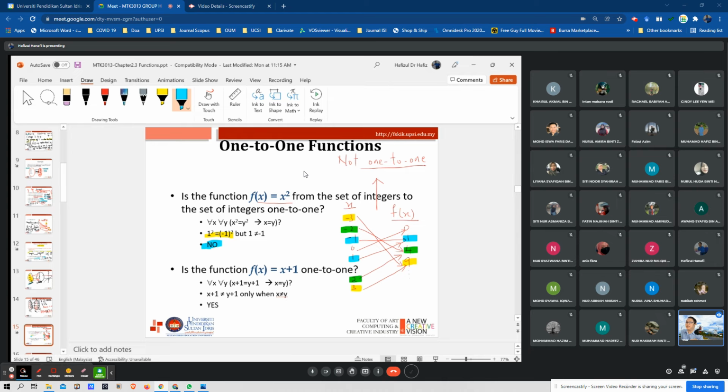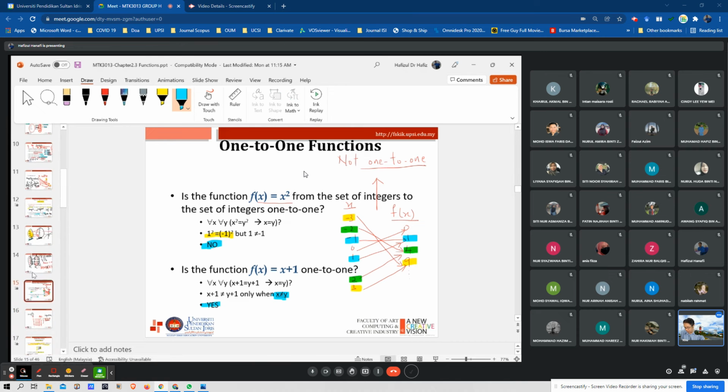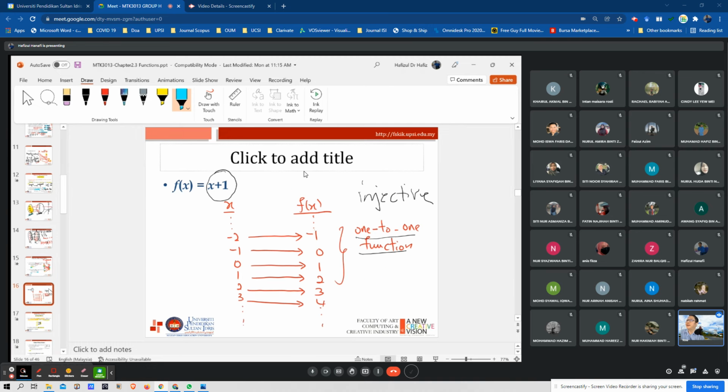Is the function f(x) equals x plus 1 one-to-one? We have for all x, for all y. x plus 1 is not the same as y plus 1 unless x is the same as y. Okay, the answer is yes. For example, this one is injective, one-to-one.